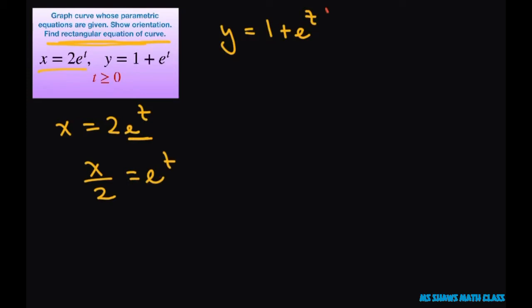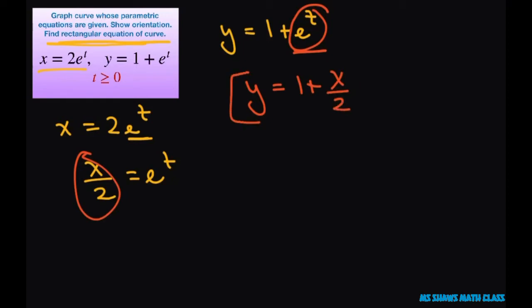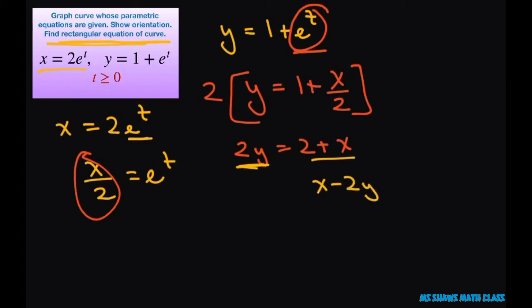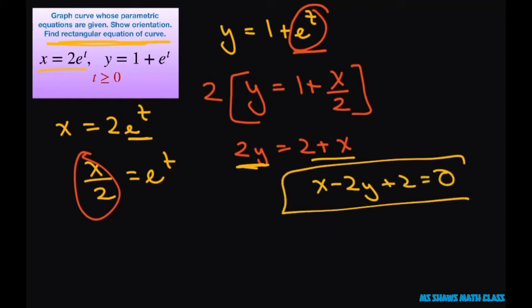So using substitution, I'm going to get y equals 1 plus e to the power of t, which is x divided by 2. Now multiply through by 2, you get 2y equals 2 plus x. And if you want to write it in this form, let's move this 2y over. You get x minus 2y plus 2 equals 0. So it's going to be a line.